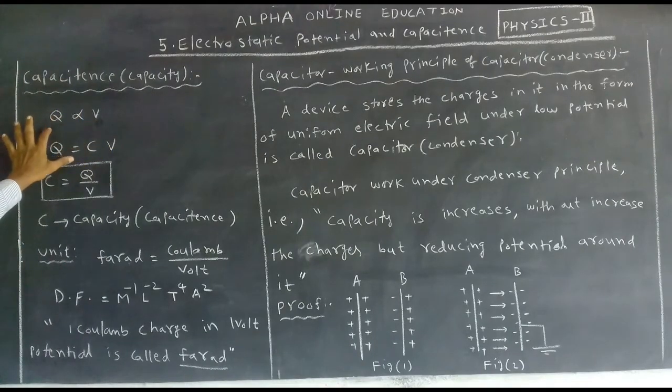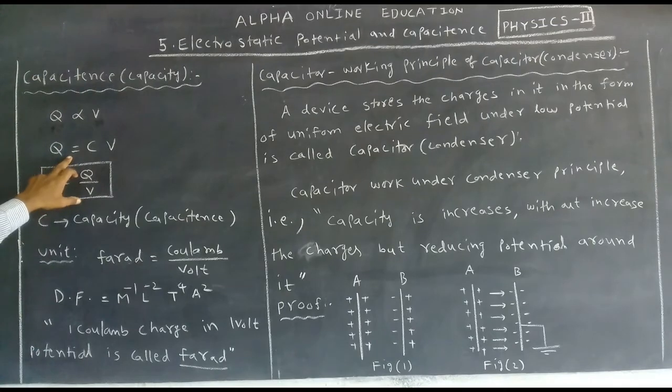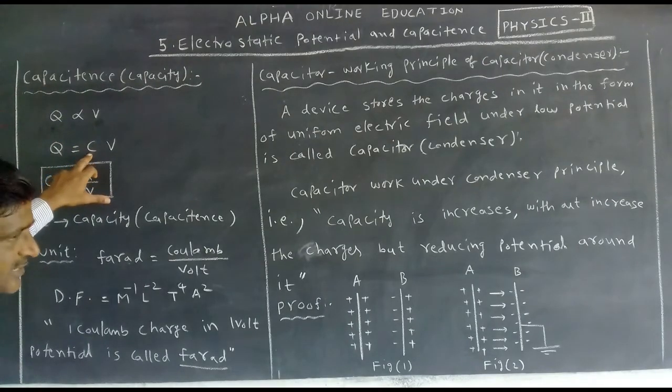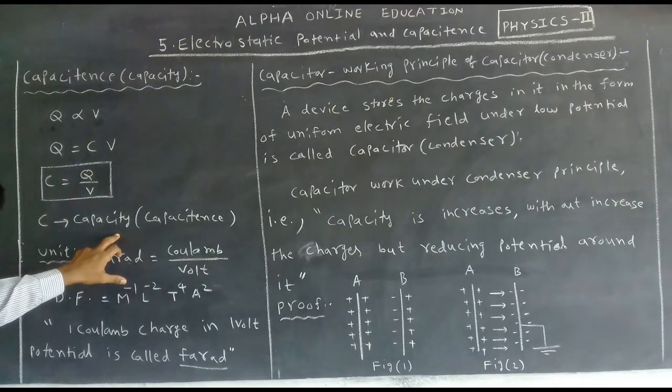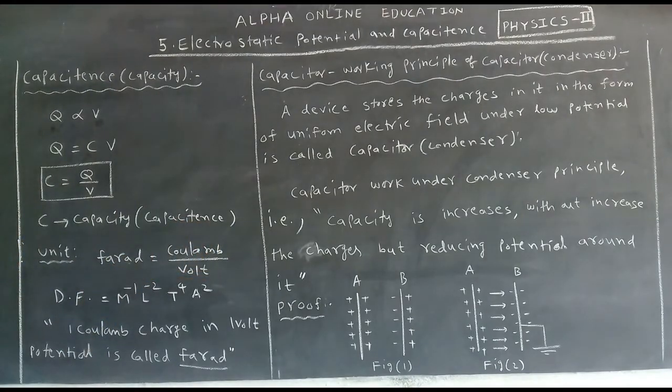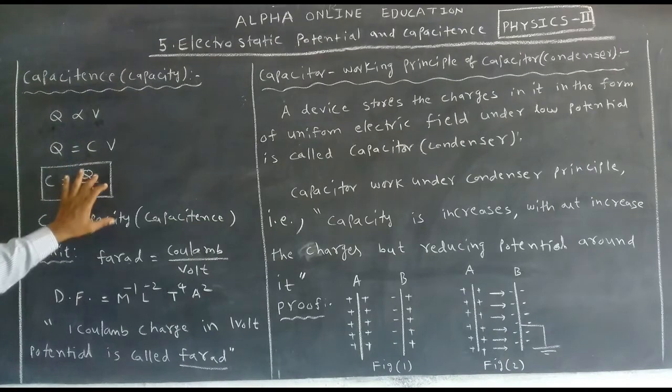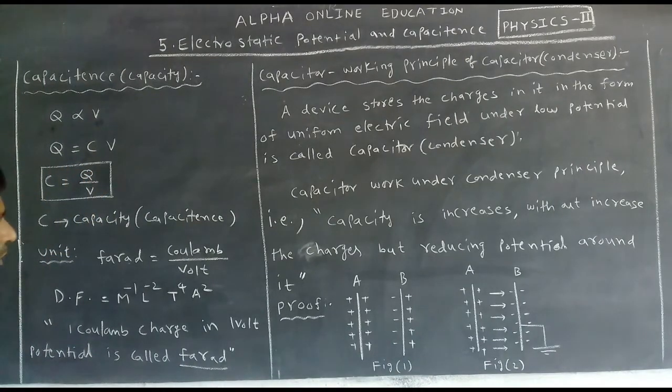So what is the relation between charge and potential? A proportional relation exists. If we remove the proportionality, we get a constant. That constant is denoted by the symbol C. This constant C is called capacity or capacitance, electric capacity or electric capacitance. How can we express that mathematically? C is equal to Q by V.